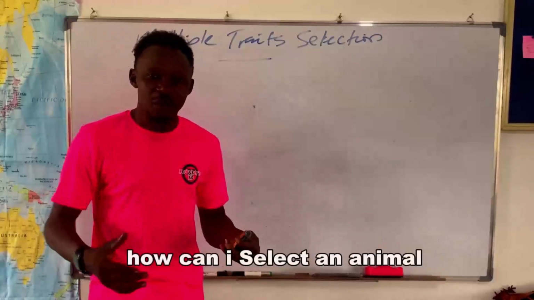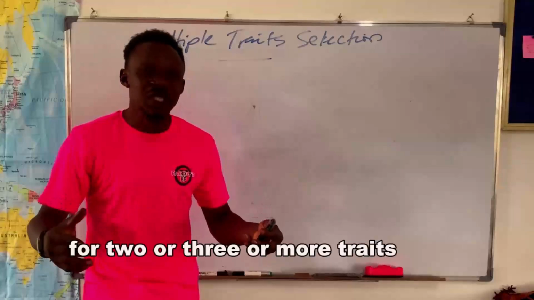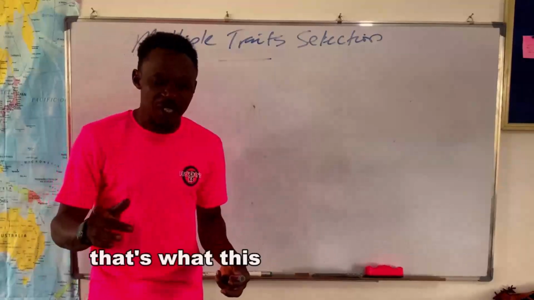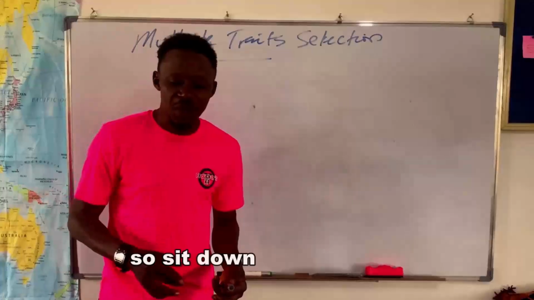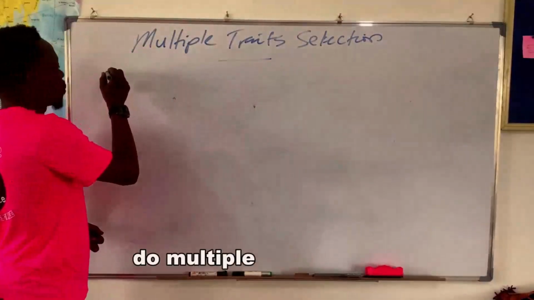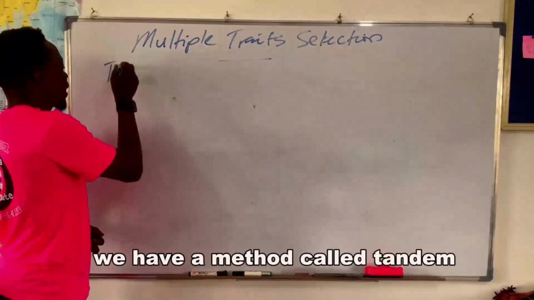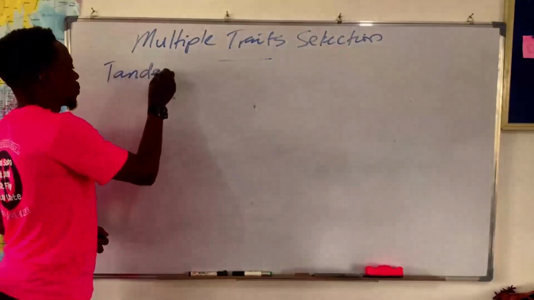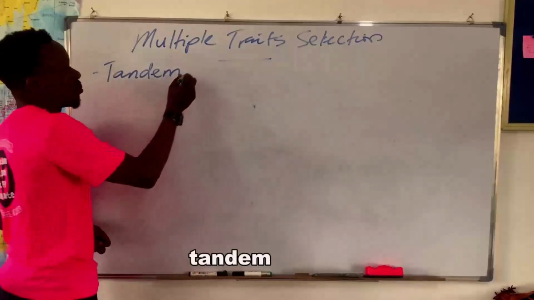How can I select an animal for 2 or 3 or more traits at the same time? That's what this class is all about. So sit down and just relax. The first way to do multiple trait selection, we have a method called Tandem. Tandem method.